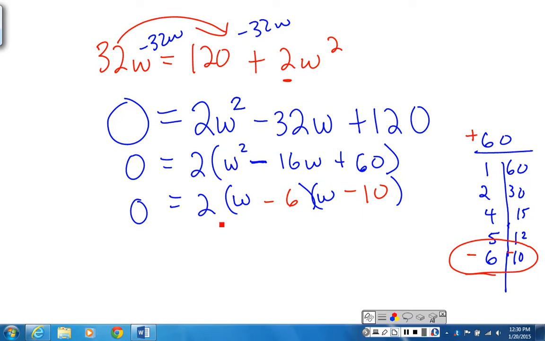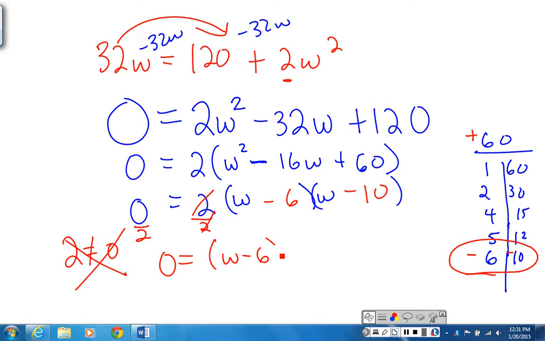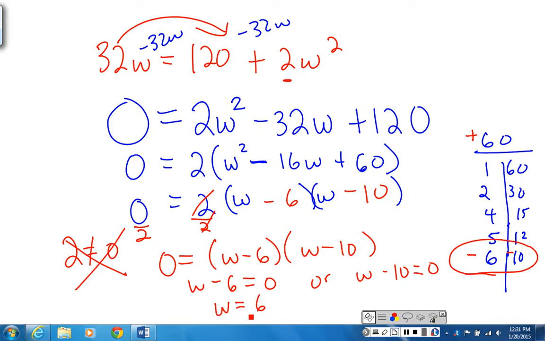Notice that now we have to set all our factors to 0, but does 2 equal 0 make sense? It does not make sense, so we throw that answer out. You could have just divided both sides by 2 to get rid of it if you wanted to, because it just doesn't make sense. So what we really want is to set W minus 6 equals 0 or W minus 10 equals 0, because 0 equals 2 does not make sense. 0 does not equal 2. Alright, so one solution is W equals 6, and one solution is W equals 10 for the width.